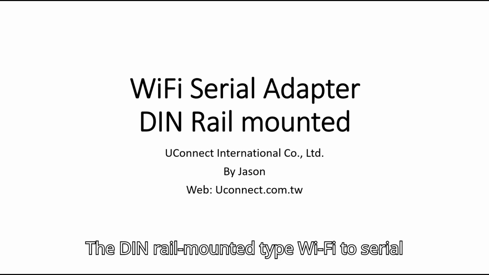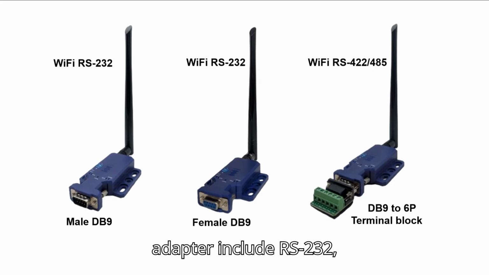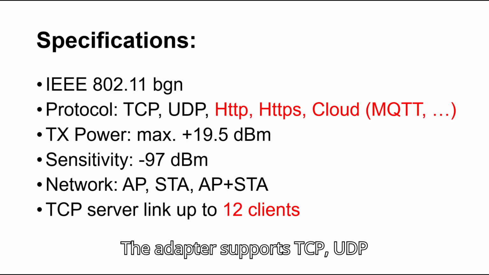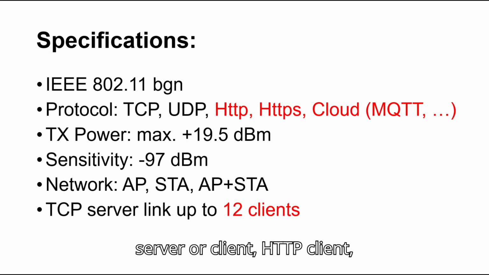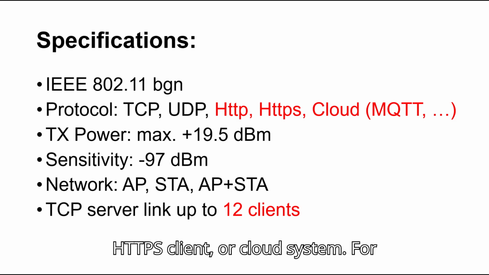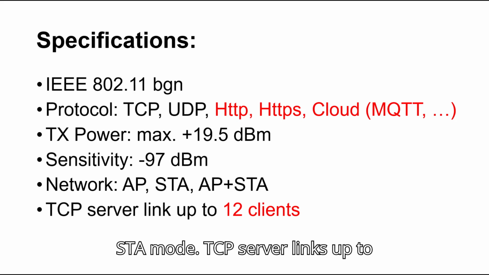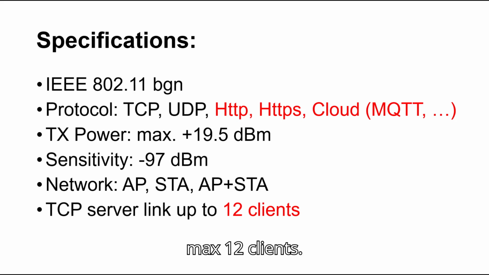The DIN rail-mounted Wi-Fi to serial adapter includes an RS-232, RS-422, or RS-485 interface. The adapter supports TCP, UDP server or client, HTTP client, HTTPS client, or cloud systems, for example, MQTT. The default is AP mode. You can set it as STA mode. The TCP server links up to a maximum of 12 clients.